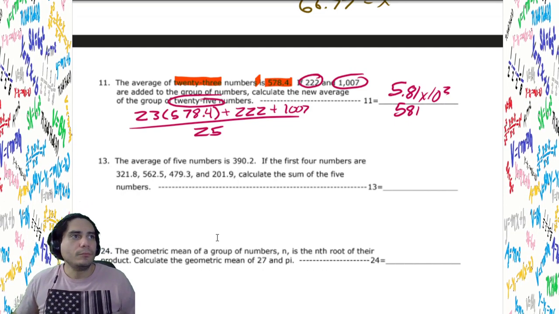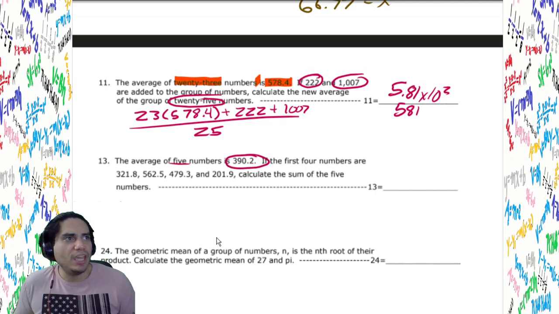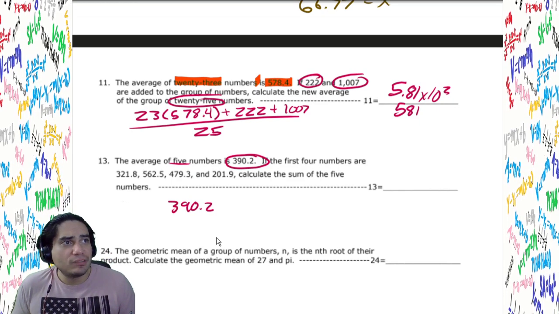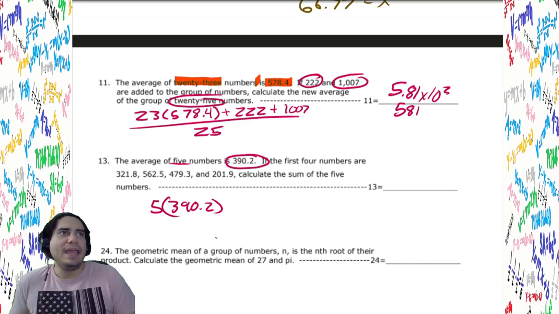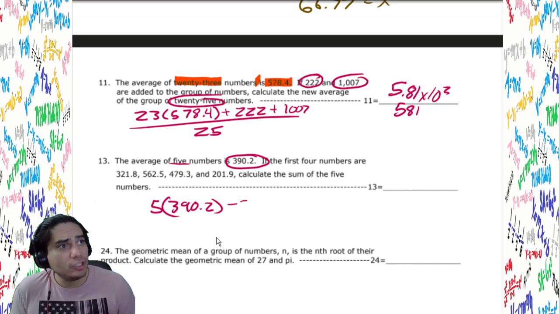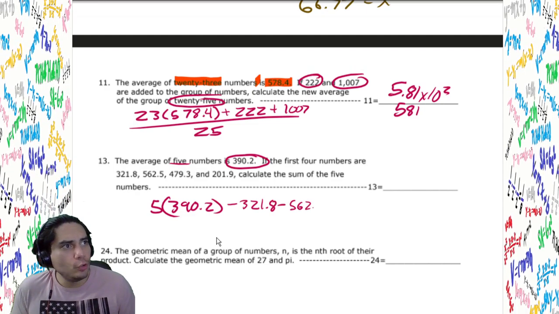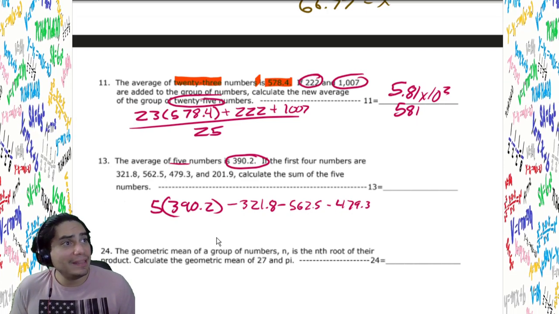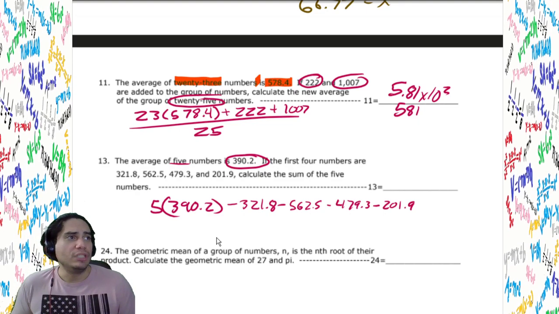Let's keep it going. The average of 5 numbers is that. We got 5 numbers, okay? So what we're going to do is basically get 390.2, multiply it by 5, all right? And then after that, we know the first 4 numbers, so let's take them away. We're going to do 321.8, take away 562.5, take away 479.3, and take away 201.9. So that's what we got to do.